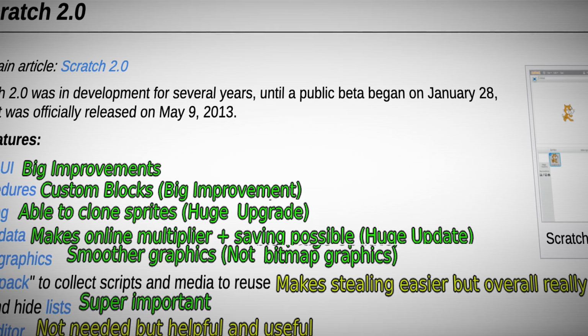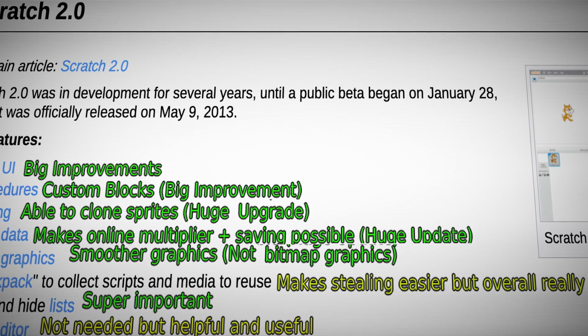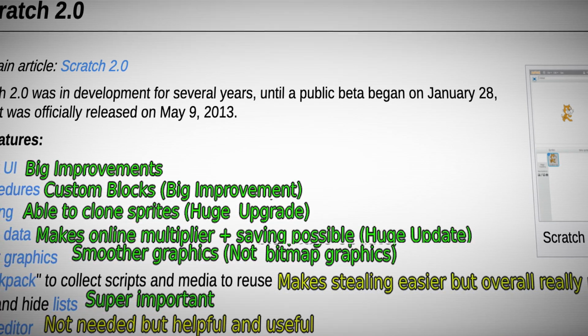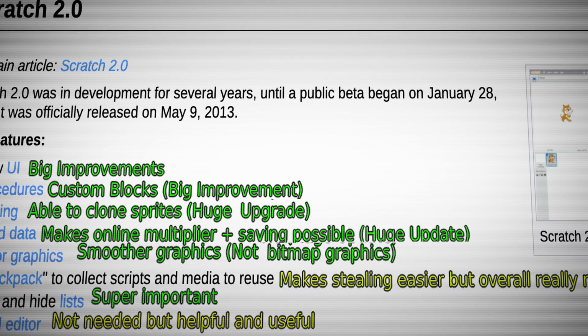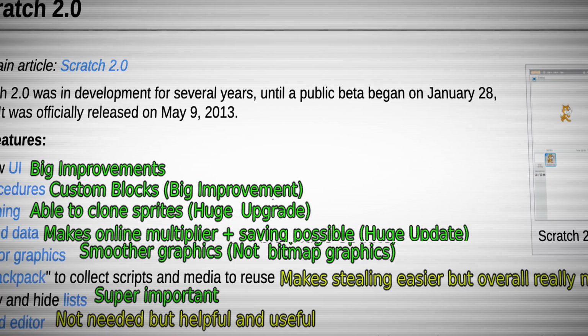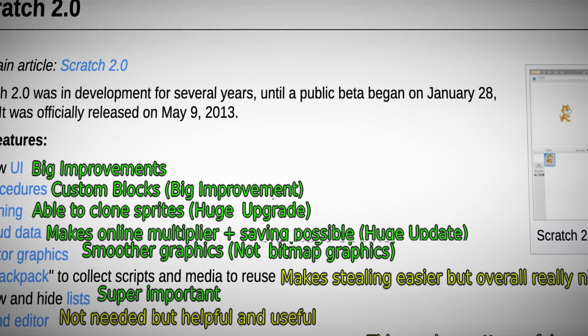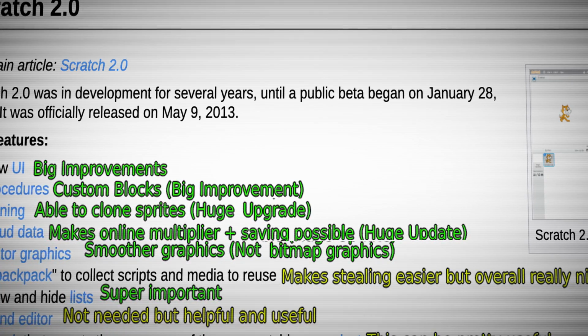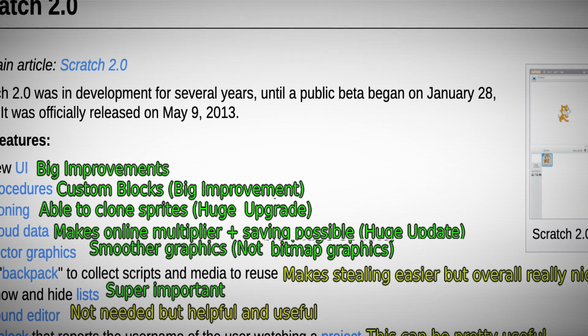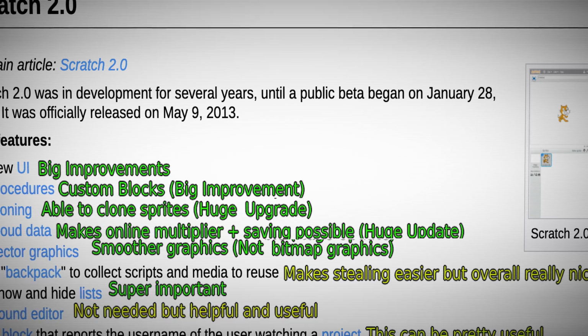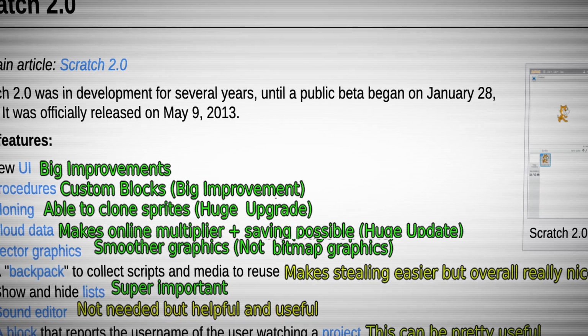So first of all, it seems like every major update has had a change to the UI. We can see this in 2.0 and 3.0. Next up is procedures. This allows users to create custom blocks or functions. This is a super big update, and allows code to be cleaner. Cloning basically allows tiling and duplication of sprites. If it wasn't for this, games like Paper Minecraft and Scratch Area wouldn't exist.